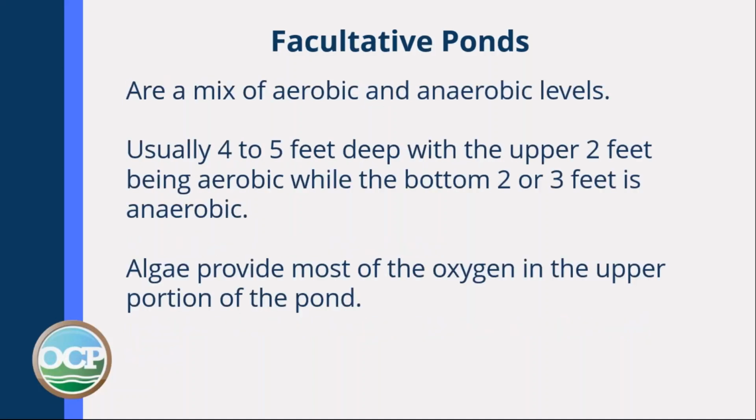Facultative ponds are a mix of aerobic and anaerobic levels. Usually, if it's a pond, it's 4 to 5 feet deep, with the upper 2 feet being aerobic and the bottom 2 feet being anaerobic. Algae provides most of the oxygen in the upper portion of the pond.